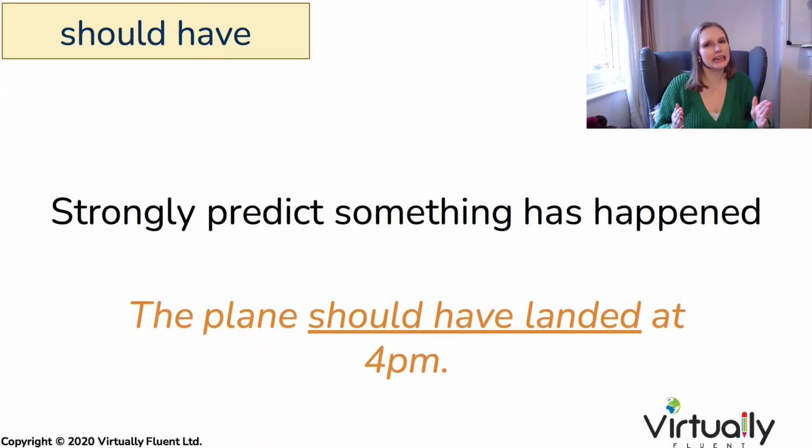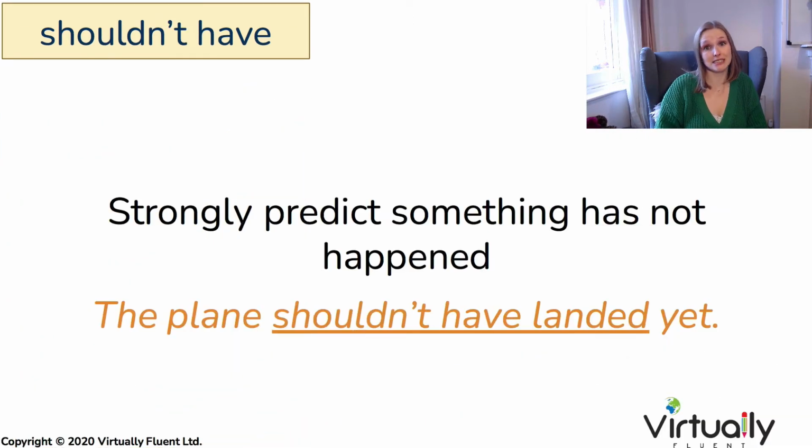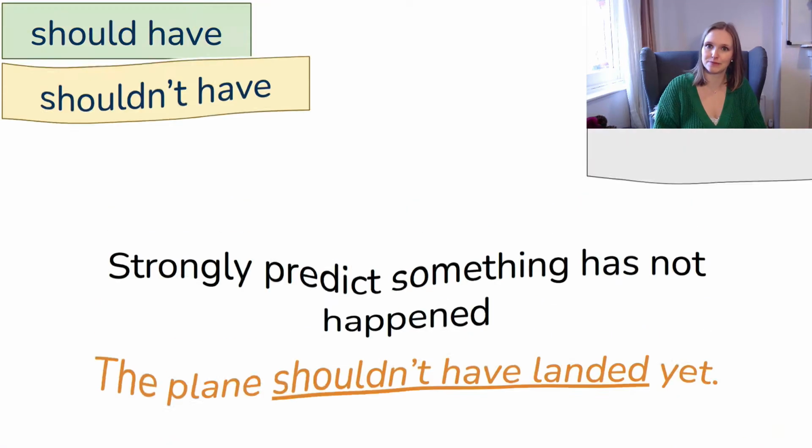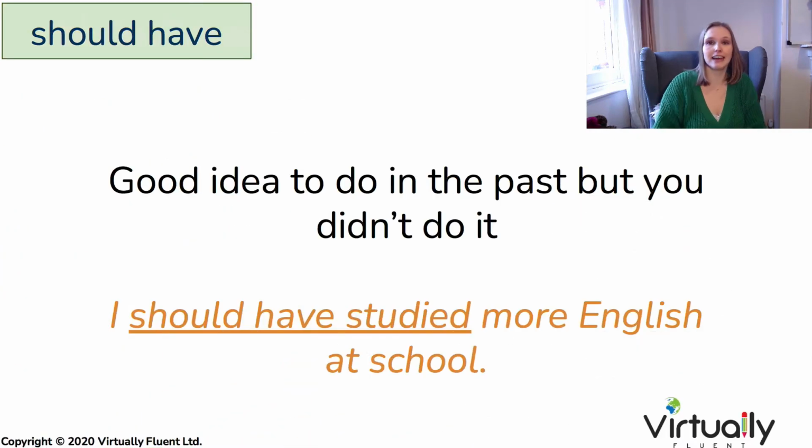Now we want to slightly reduce the strength of the prediction. We're not 100% certain, maybe down to about 80%. And here we use should have. You have a strong prediction, 80% is pretty strong, that something has happened. For example, the plane should have landed at 4 p.m. And the exact opposite of that, shouldn't have, the plane shouldn't have landed yet. But be careful, because should have and shouldn't have in their past forms also have a slightly different meaning.